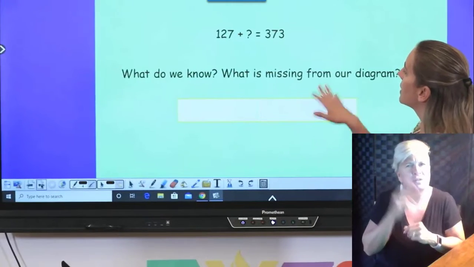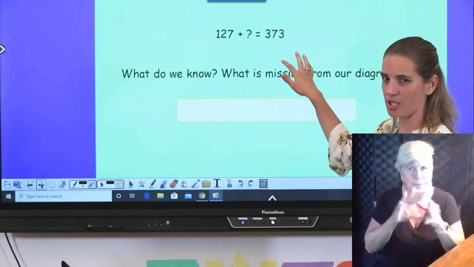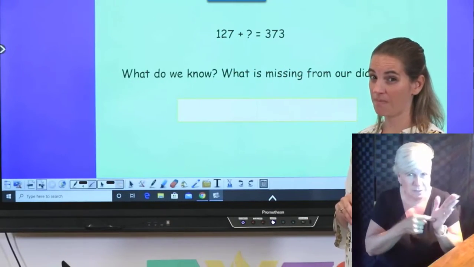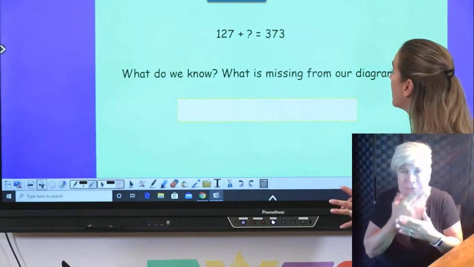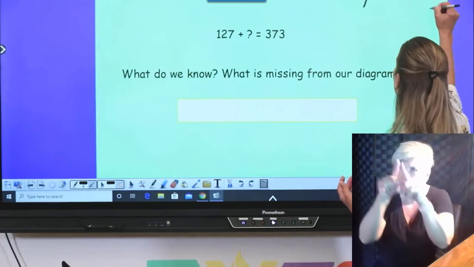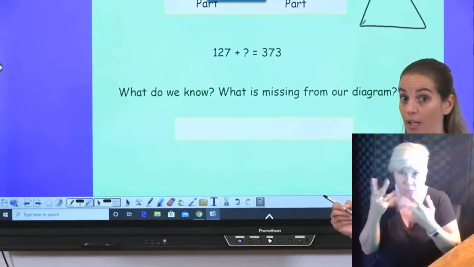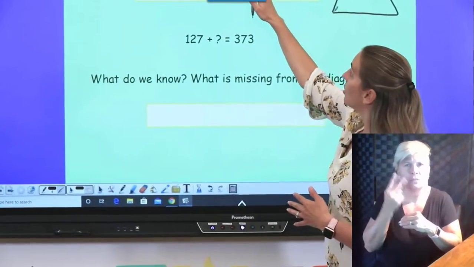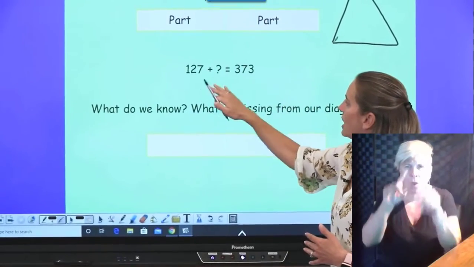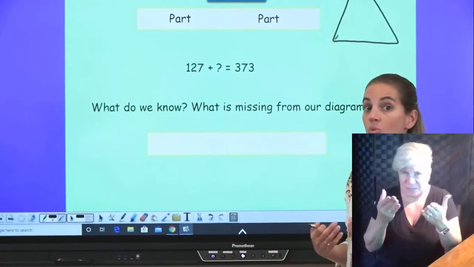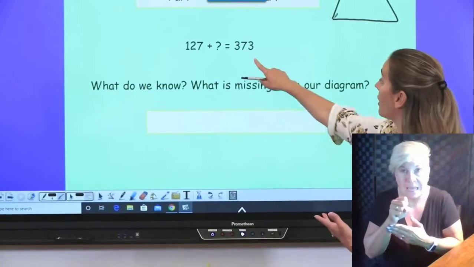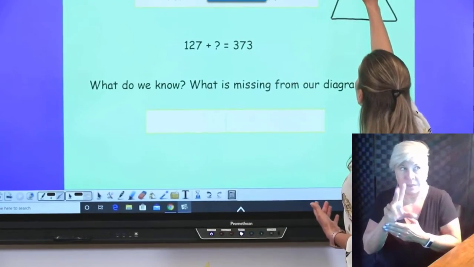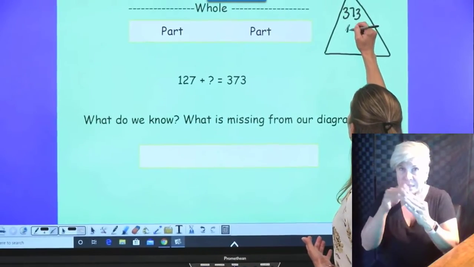Let's take a look. Here's my equation, but what do you notice? Yeah, I have a missing part, don't I? Oh man, okay. Well, let's go back to our triangle because that's the visual that we already know. And let's take a look. We've got a whole, a part, and a part. So in our equation, do we have a sum? Do we know the whole? Yeah, we do. It's that 373. So we're going to put that 373 here.